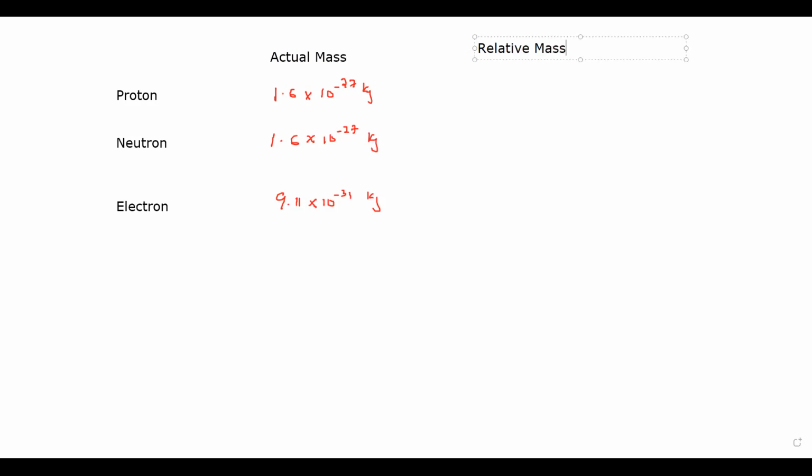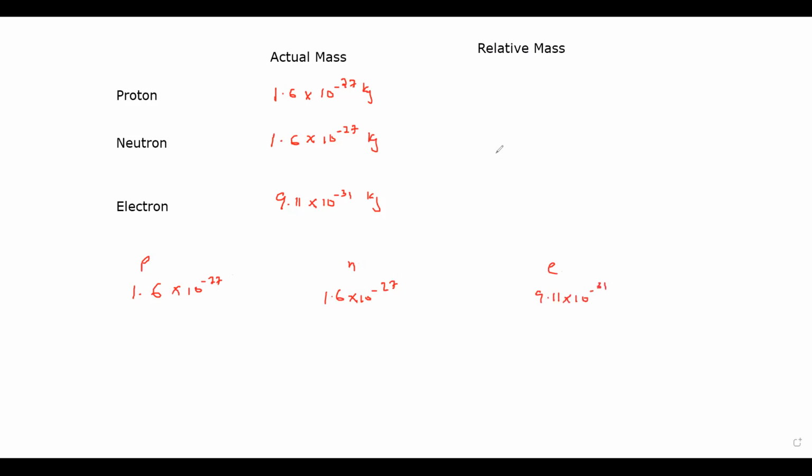When we compare their masses, how do we take a relative mass? We divide by a common number. Here, the mass of a proton is 1.6 into 10 to the power minus 27. The mass of a neutron is also 1.6 into 10 to the power minus 27. And the mass of an electron is 9.11 into 10 to the power minus 31.